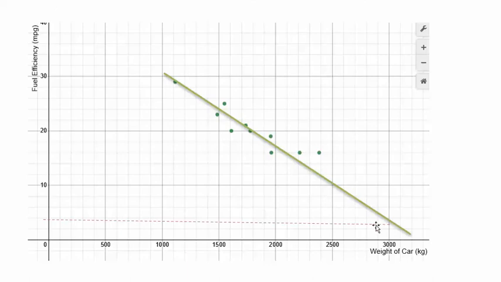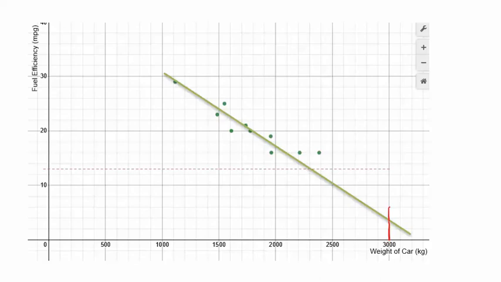Technology, right? So since we want to know what the fuel efficiency is for a car that weighs 3,000 kilograms, we need to draw a vertical line straight up from 3,000 kilograms, which is this line right here. The line's already here. And see where that line intersects our predicted line, this green line. And of course, this green line is a little bit up for consideration, right?